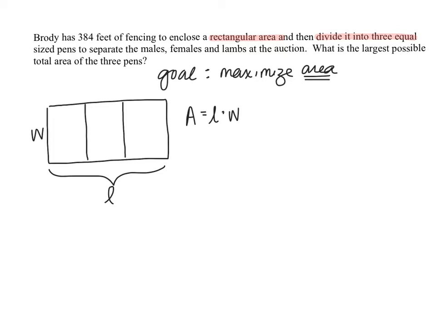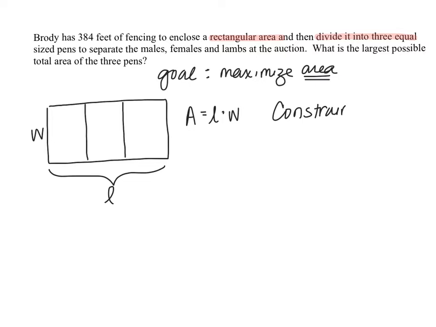However, we can't maximize this area function because it has too many inputs. We have 2 inputs, the length and the width. We need 1 input and 1 output. Therefore, we need to come up with another relationship between the variables that will allow me to eliminate either the length or eliminate the width so that we only have 1 input. So I call this writing a constraint equation.